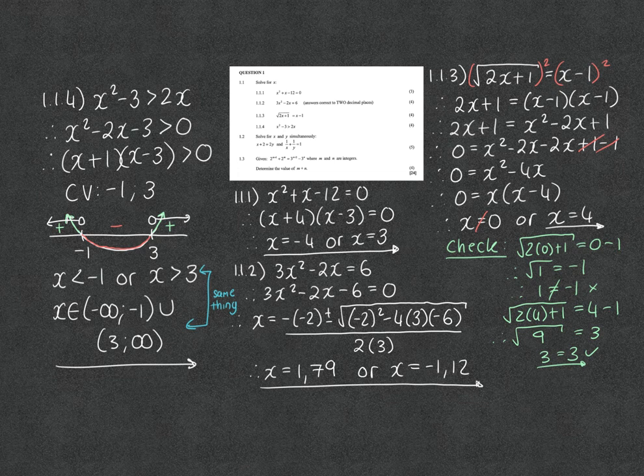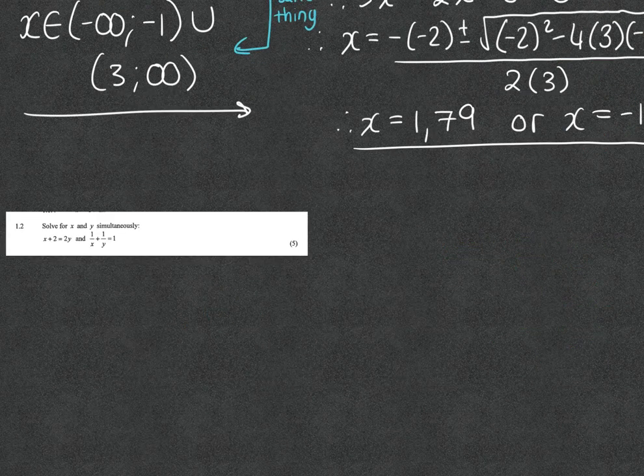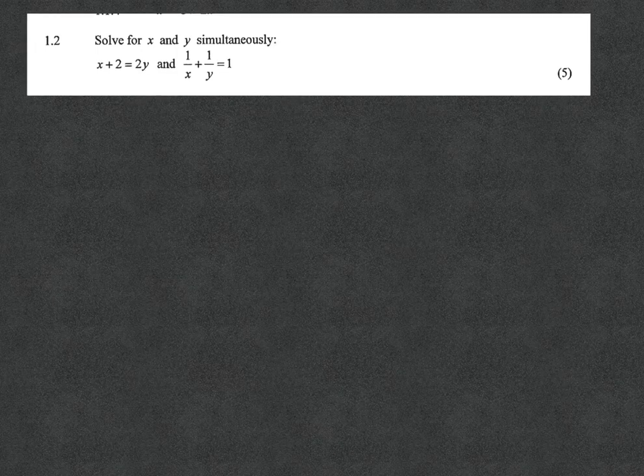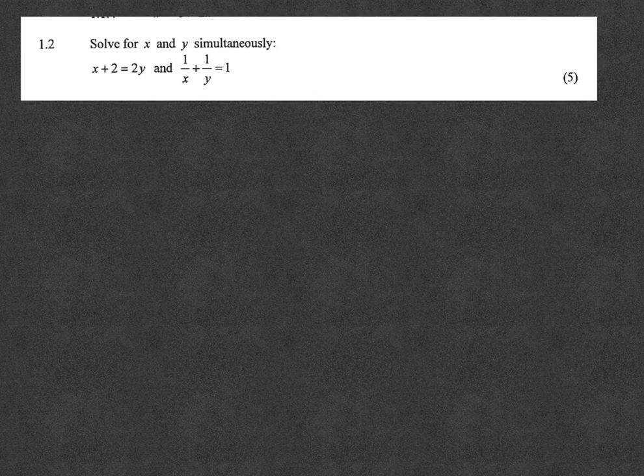Now for 1.2, I'm going to cut out here and move down here. 1.2 is a simultaneous equation. You are also guaranteed to get one of these in your test. Easy marks in my opinion, so let's just make sure that we get them.